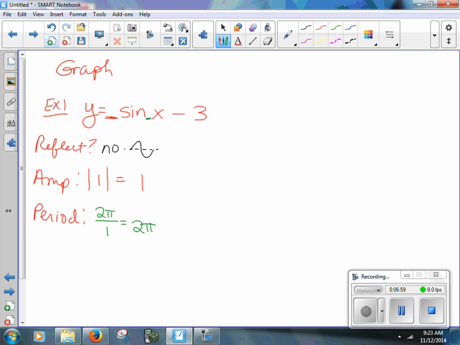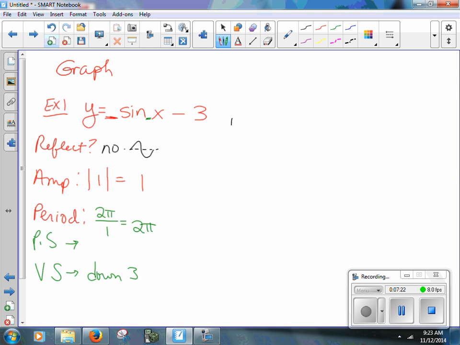Okay? Now, PS, what's that stand for? Phase shift. Is there any phase shift in this? How do you know? There's no parentheses. That is as easy as it gets for an explanation. There are no parentheses. Vertical shift? Yes. It's going to move down 3. Okay? Down 3.